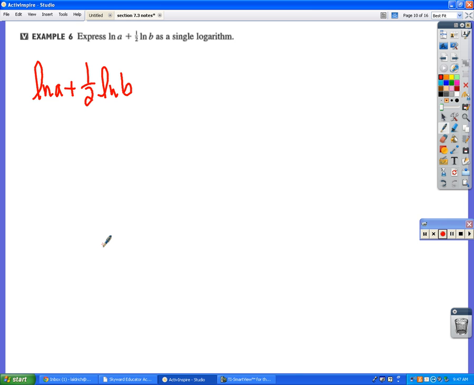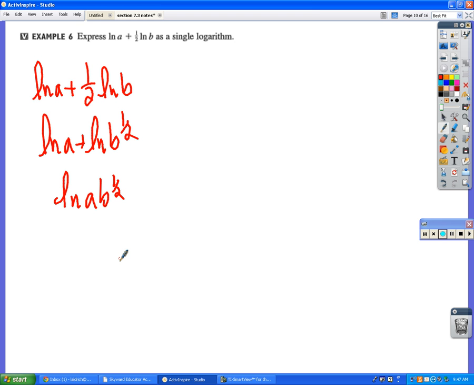Wait, guys, what can I do with this 1/2? Put it as an exponent. So that's an exponent, so this would be natural log of a plus natural log of b to the 1/2. And then why do you do addition? Multiplying them is the same as addition, so this would be natural log of a b to the 1/2. Please note that it's only the b that's being raised to the 1/2 power, not the a. Why is it not the a?